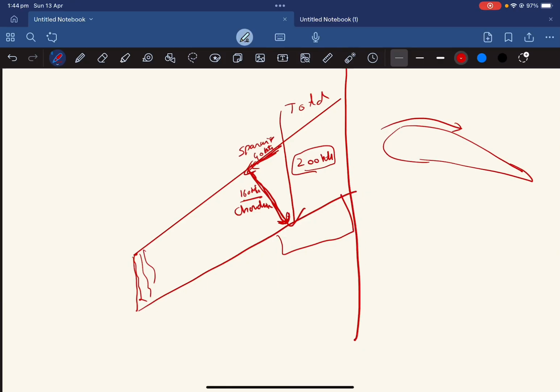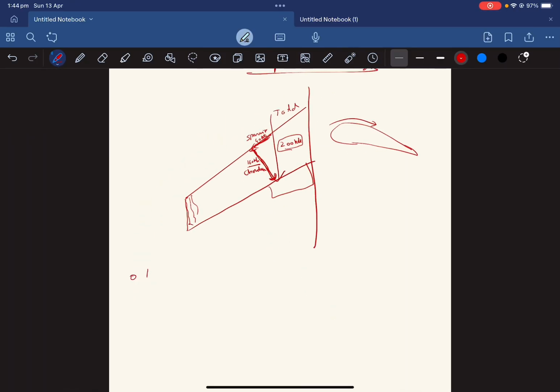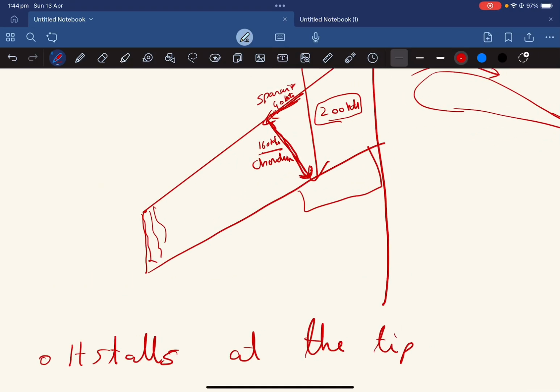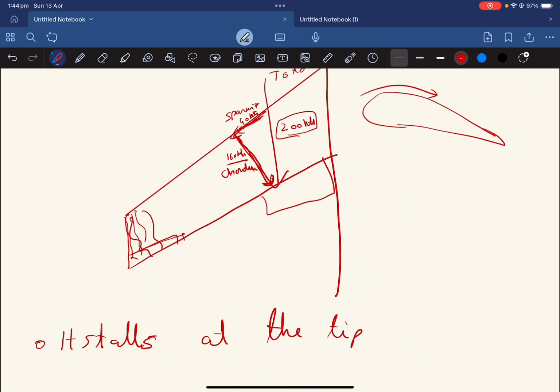So what happens? The worst part of the swept back wing is that it stalls at the tip. What happens when you stall at the tip? First of all, you lose your aileron effectiveness. You have your aileron over here, and you lose it. It's no longer effective because this is turbulent airflow, right? How are you going to use your aileron with turbulent airflow?